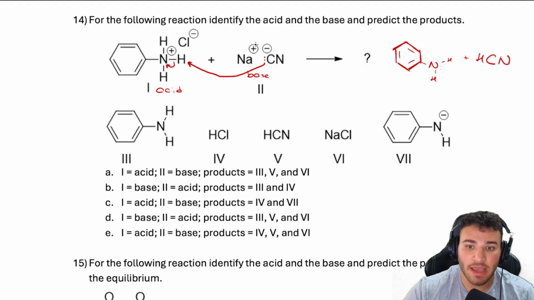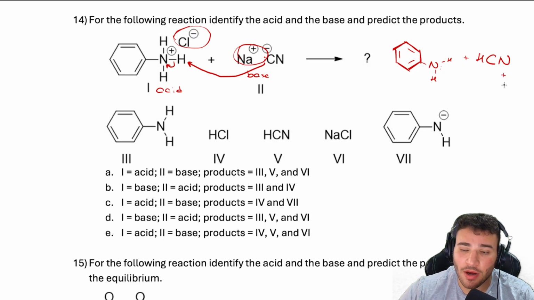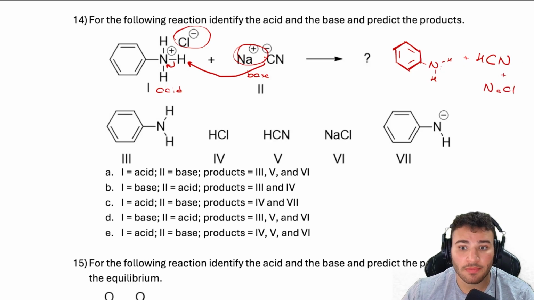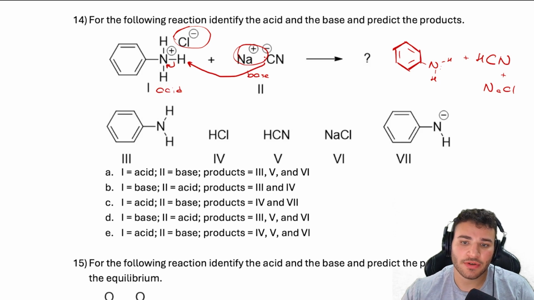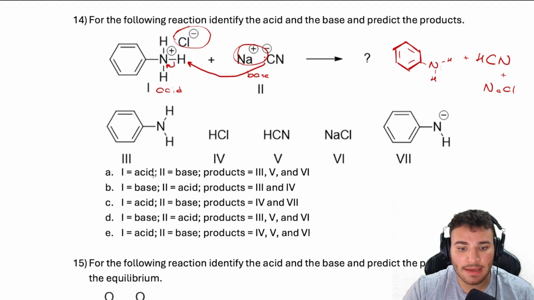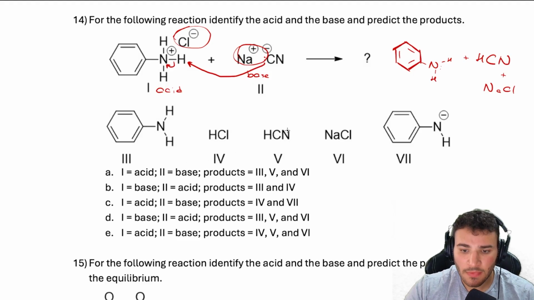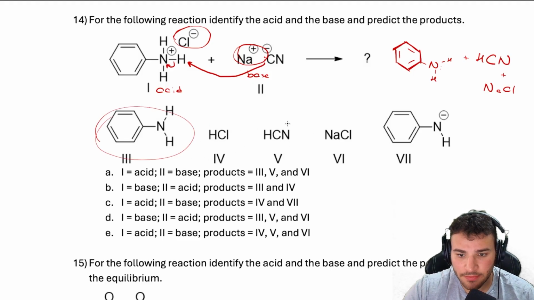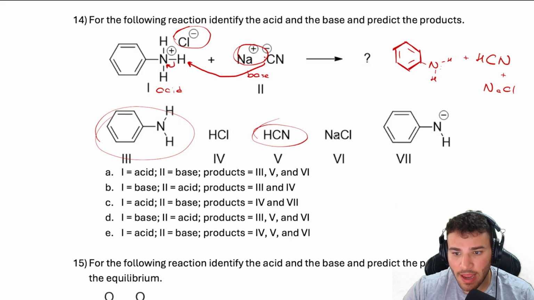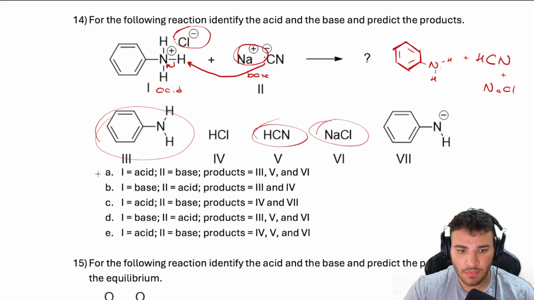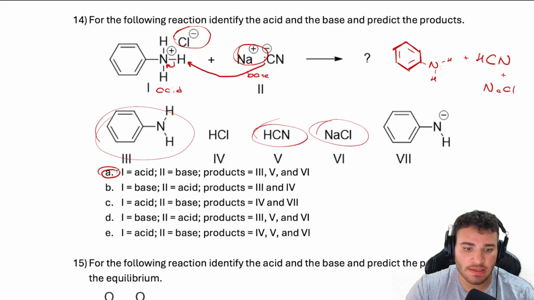Oh, one more thing is that we can't forget our spectator ions. We had sodium and chlorine. And so one of our side products that we usually don't draw, but in this case they kind of want to see it, is NaCl, right? They didn't disappear anywhere. They're just kind of hanging out next to each other now. And so what we want to say is that structure 1 was our acid, structure 2 was our base, and then the products were structure 3, structure 5, and structure 6. And so the answer choice that best matches that is A.